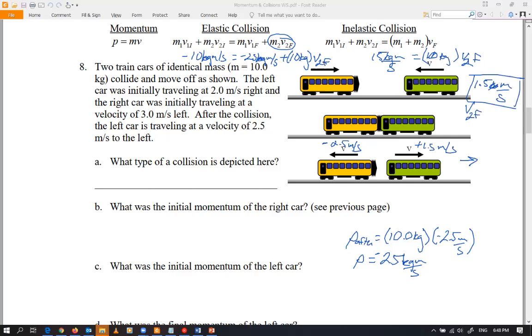So that's how you do these types of equations. And the inelastic one is basically the same thing. The biggest difference is that you share a final velocity. So we can determine things a little more simply in most cases.